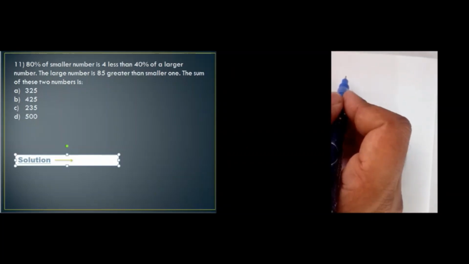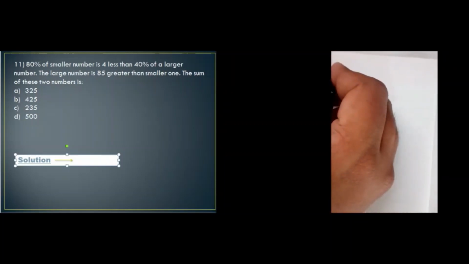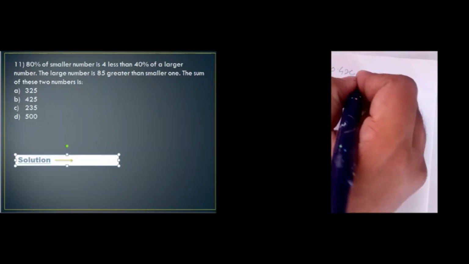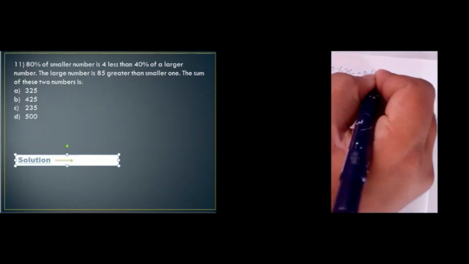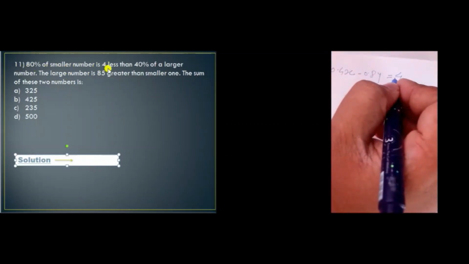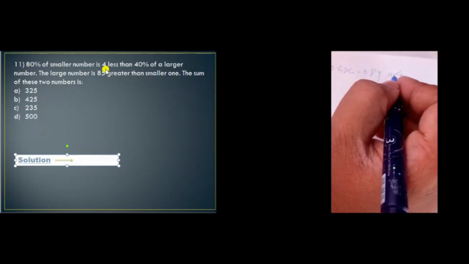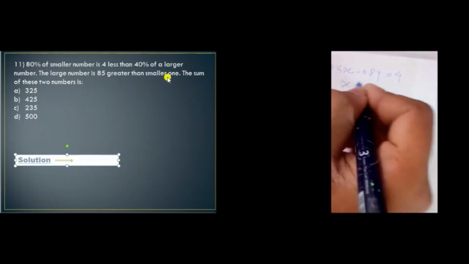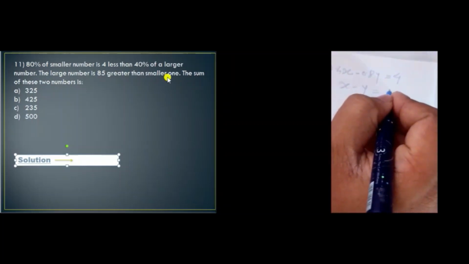There is a difference of 4 between 40% of the larger number and 80% of the smaller number. So let's consider the larger number as x and the smaller number as y. So 40% of the larger number, 0.4x, minus 80% of the smaller number, 0.8y, this difference is going to be 4. Similarly, the larger number is 85 greater than the smaller one. That means the total difference between larger and smaller is 85.